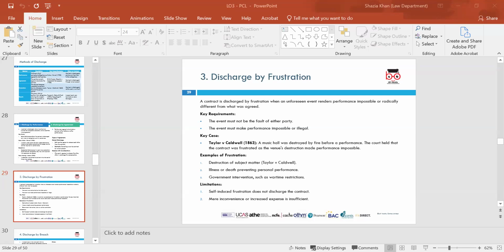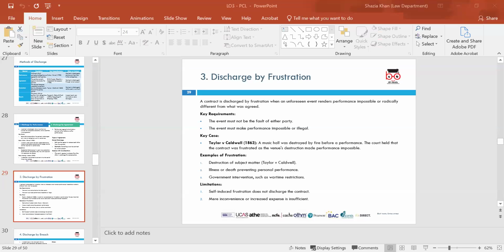The doctrine of frustration discharges both parties from their contractual obligations where the formation of the contract or performance of contractual obligations becomes either impossible or radically different. And a really famous case in regards to that is the case of Taylor and Caldwell, 1863.